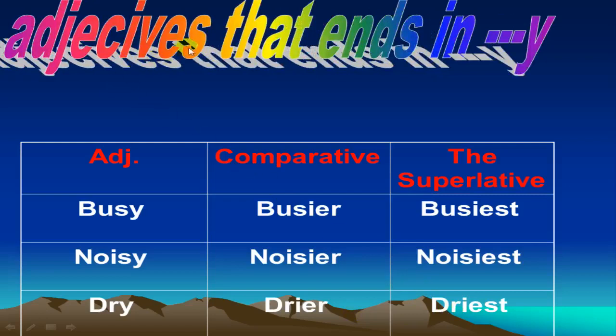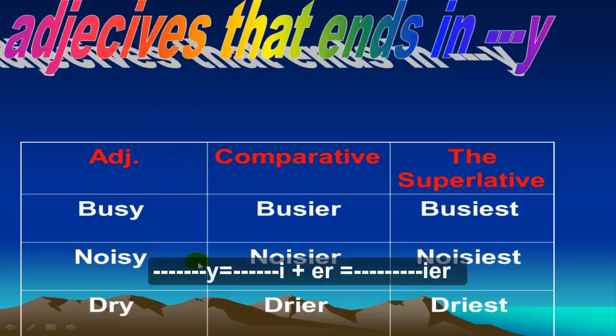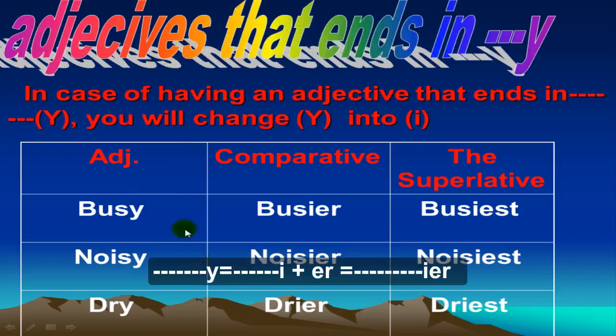These are adjectives that end in Y. So, in case of having an adjective that ends in Y, you will change Y into I, and we'll put ER or EST.